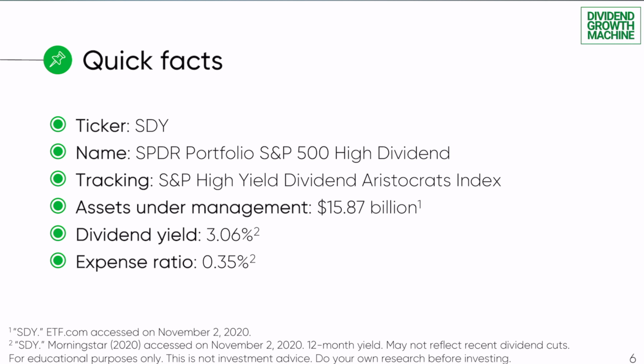So SDY is the SPDR Portfolio S&P 500 High Dividend ETF, and it tracks the S&P High Yield Dividend Aristocrats Index. So this is a bit of a blend of the VYM and the Noble portfolios. We'll get into that more in a minute. It's a pretty big fund, manages almost $16 billion. The dividend yield is about 3%, and the expense ratio is 0.35.